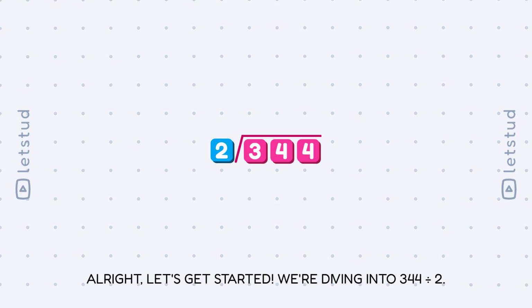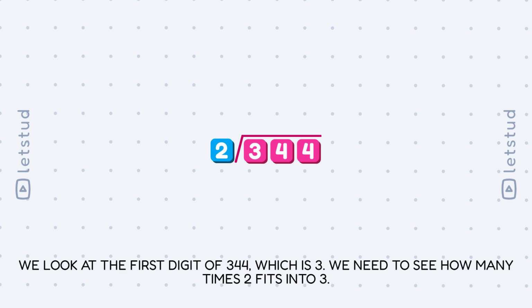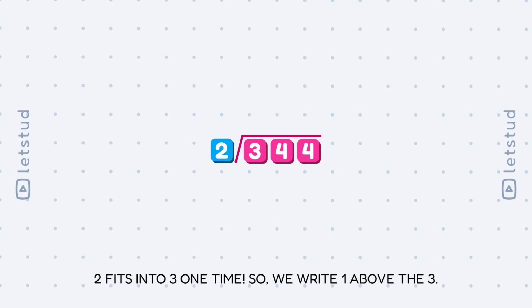Alright, let's get started. We're diving into 344 divided by 2. We look at the first digit of 344, which is 3. We need to see how many times 2 fits into 3. 2 fits into 3 one time, so we write 1 above the 3.